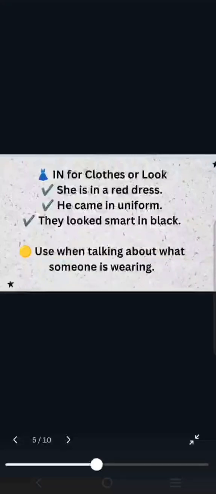We use "in" when we talk about someone's clothing or appearance. For example, she is in a red dress. He came in uniform. They looked smart in black. So, if you want to say what someone is wearing, use "in".